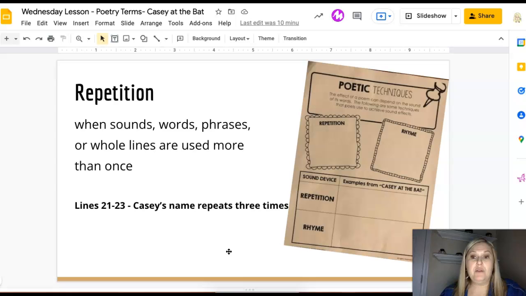Over on the box where it says examples from Casey at the Bat, for repetition across from it, you're going to write lines 21 through 23, Casey's name is repeated 3 times. Then you're going to go back to the poem and put the next line or lines that there are repetitions. See if you can come up with 3 more examples of when the author used sounds, words, or phrases or whole lines more than once, and list that here.